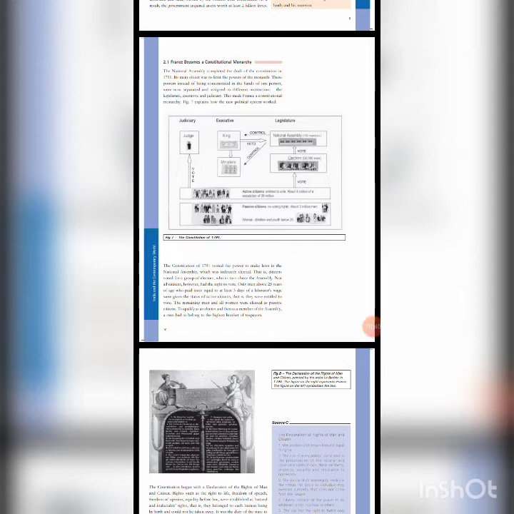The Constitution began with a declaration of the rights of man and citizen. Rights such as the right to life, freedom of speech, freedom of opinion, and equality before law were established as natural and inalienable rights. That is, they belong to each human being by birth and could not be taken away.